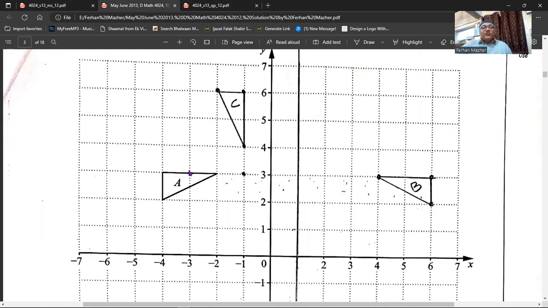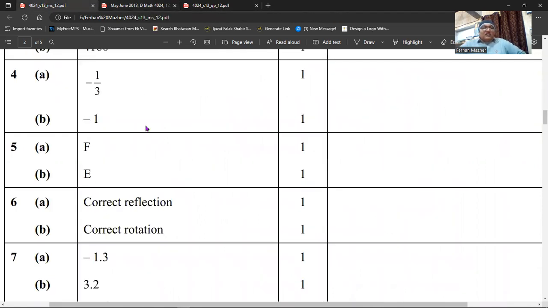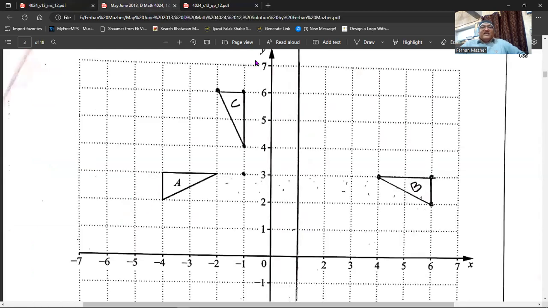We talk about this point, 1, 2, 3, 4, 5 points to the left, so 5 steps to the right of the line x equals 1. Put a dot here. Then check this point, 1, 2, 3, 4, 5, and put a dot here. Then join these dots and you will get this triangle. So the triangle B is the image of the triangle A under the reflection in the line x equals 1. Correct reflection, so our answer is right.